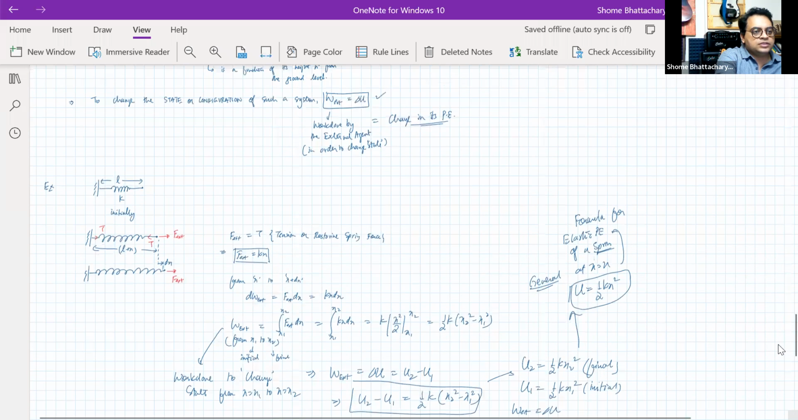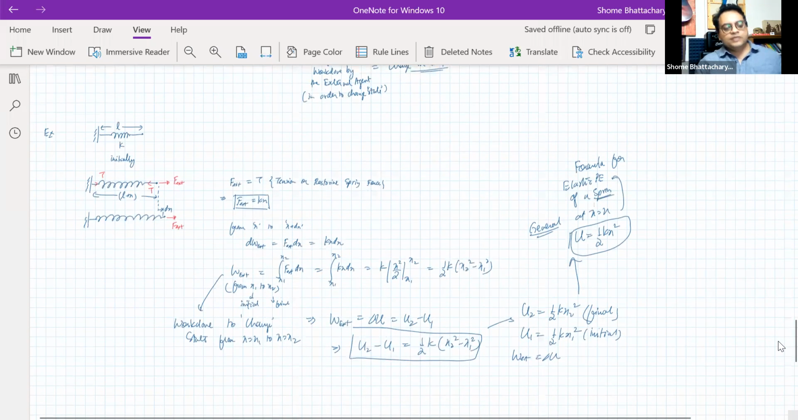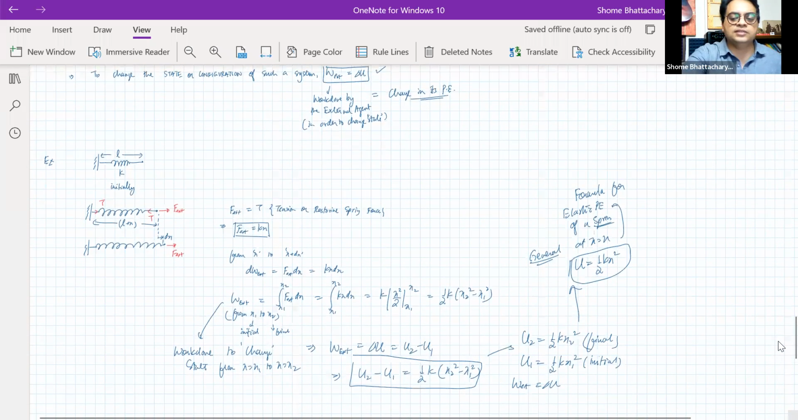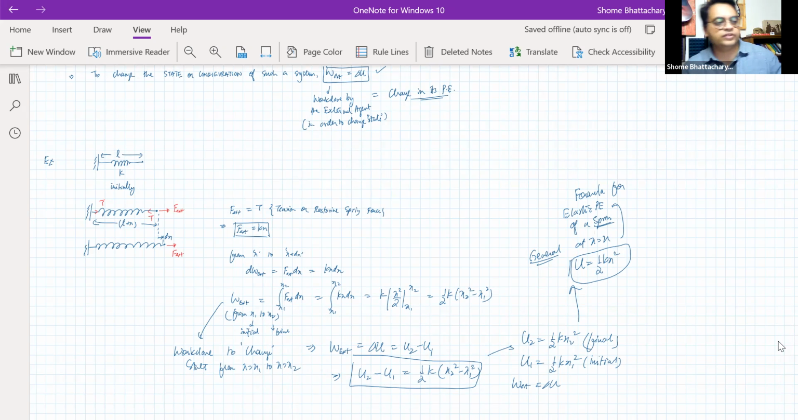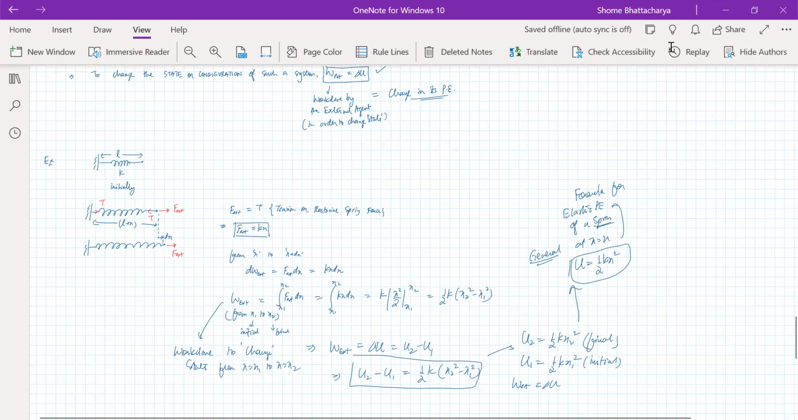So not only have we understood the definition of potential energy in general, but we have understood how to calculate change in potential energy as the work done by an external agent when the configuration of the system is being changed by that external agent. And using that definition and formula, now we have calculated specifically how to define the potential energy of a spring, and that is given by the formula half kx squared.